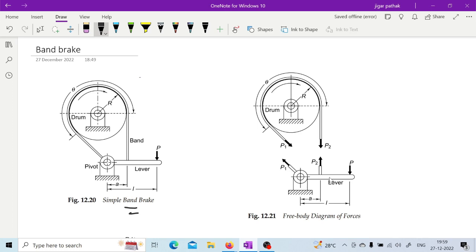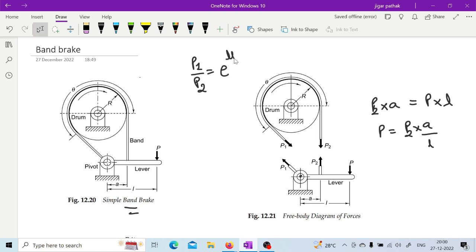So in the band brake, if you go for equilibrium of forces and equilibrium of moments, and take moment about this particular point, or this hinge joint, then you can write that P2 into a, because this is the distance and this is the force, is equal to P into L. So you can write P in terms of P2 a by L. And as you know, in the belt drive, the tension in the tight side and slack side is represented with the relation P1 by P2 is equal to e raised to mu theta. Is it correct?